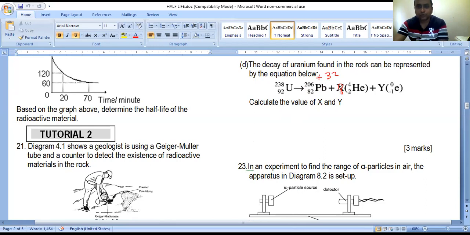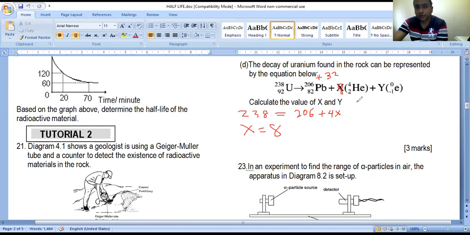This one I do spontaneously, but in the exam you have to show the working. Maybe you can write 238 equals 206 plus 4x. Actually, without doing this you can know already, because we do it mentally. But in the exam, because you need to show the working, I have to show it like that. So x will be 8.